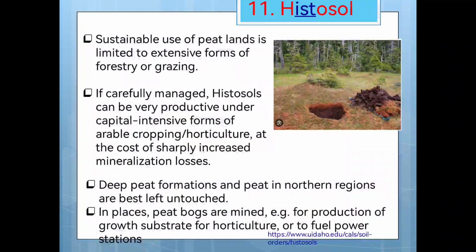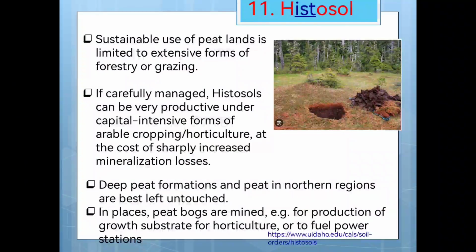So the sustainable use of peatlands is limited to extensive forms of forestry or grazing, and if carefully managed, the histosols can be very productive under capital-intensive forms of arable cropping or horticulture at the cost of sharply increased mineralization losses. The deep peat formations and peat in northern regions are best left untouched. And in places, peat bogs are mined for production of growth substrate for horticulture or to fuel power stations.